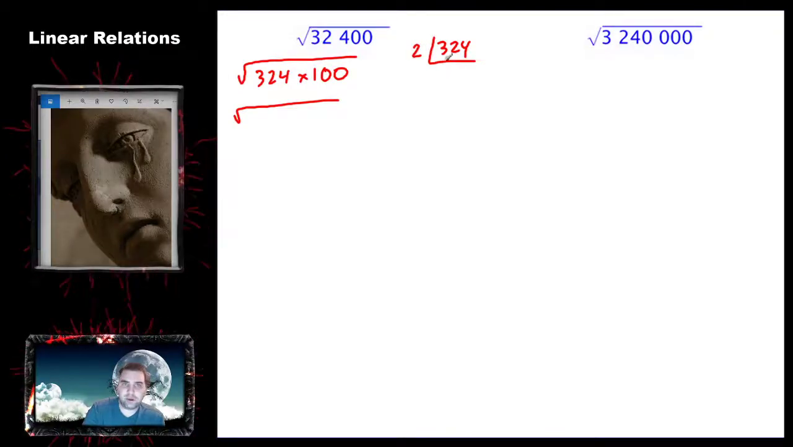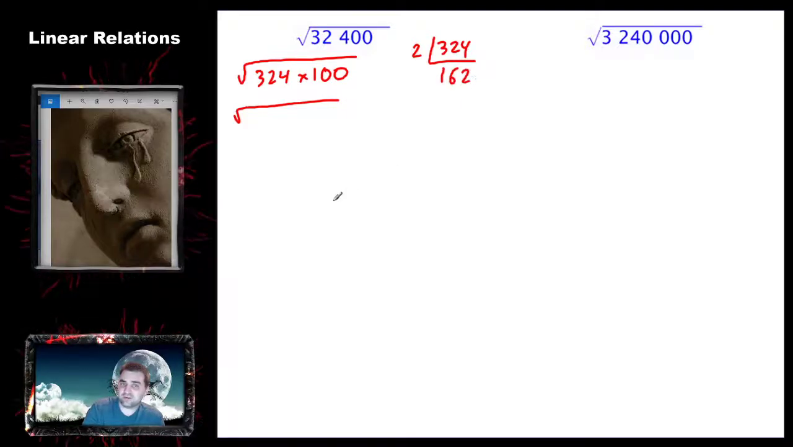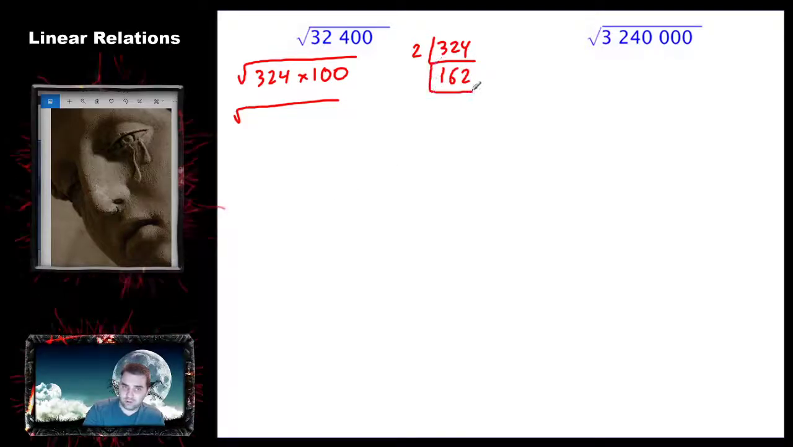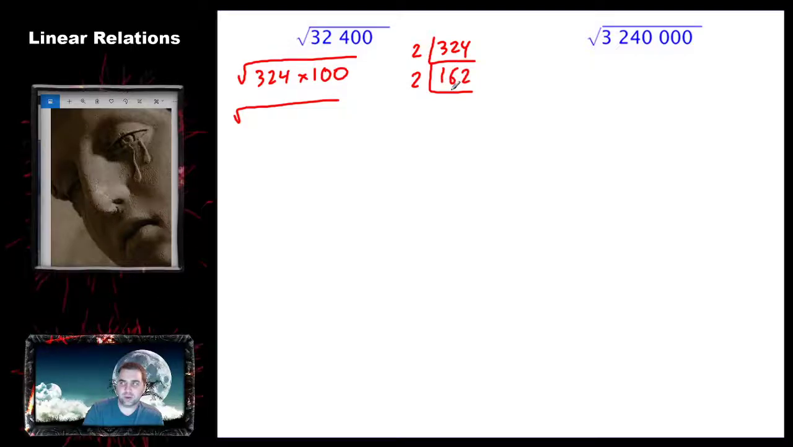324 divided by 2. Well, let's see. 300 divided by 2 would be 150. 320 divided by 2 would therefore be 160. So this would be 162. I'm just doing the math in my head. So now 162. Well, 160 divided by 2 would be 80. So this looks like it would be 81.